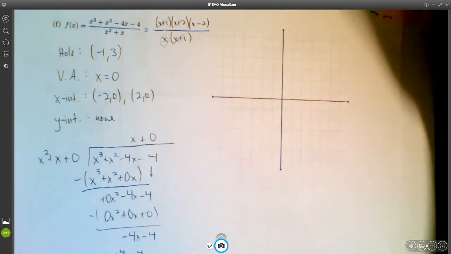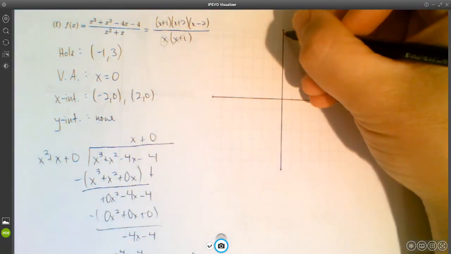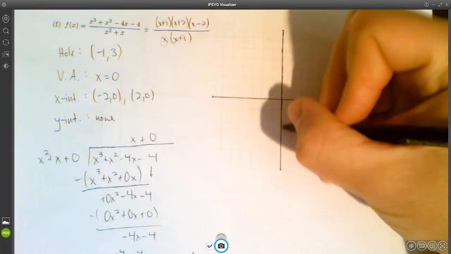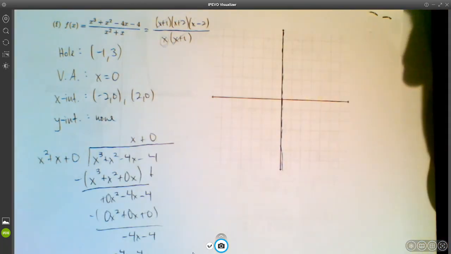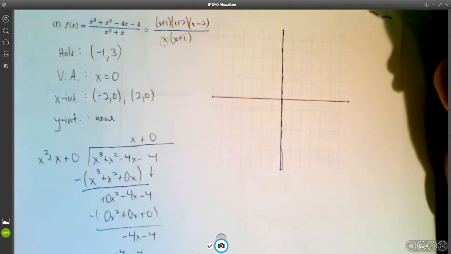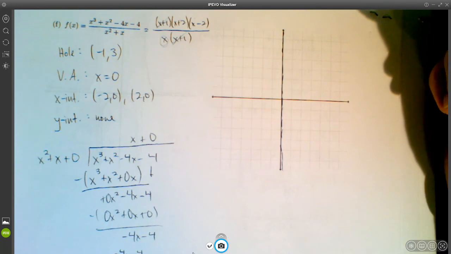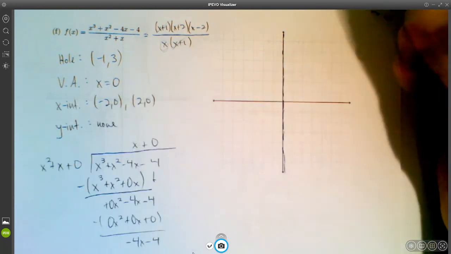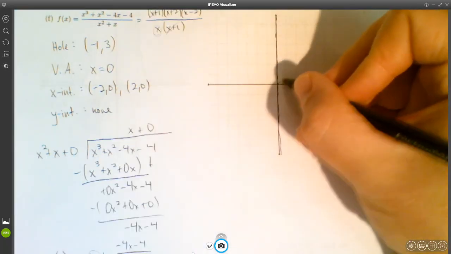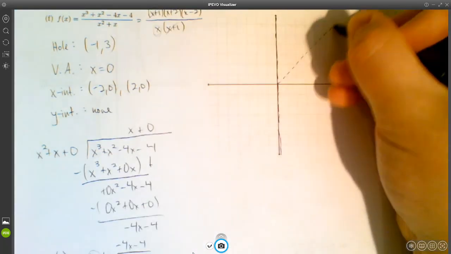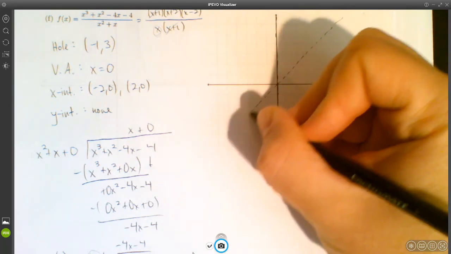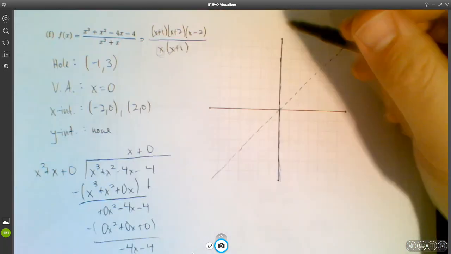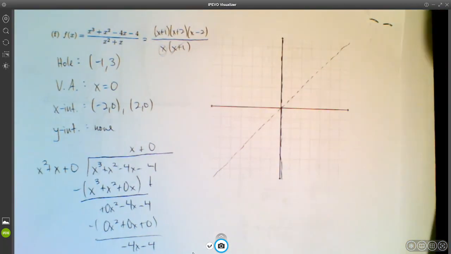So let's do it. We've got a vertical asymptote at x equals 0. And I've got an oblique asymptote at y equals x. So that would be that straight line right there. Okay, so there's my vertical asymptote, my oblique asymptote.